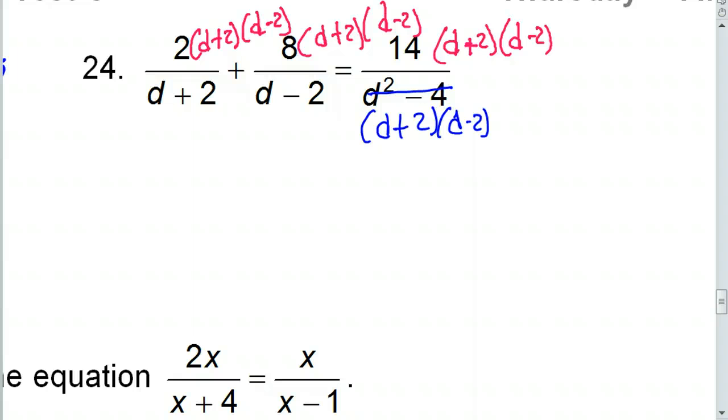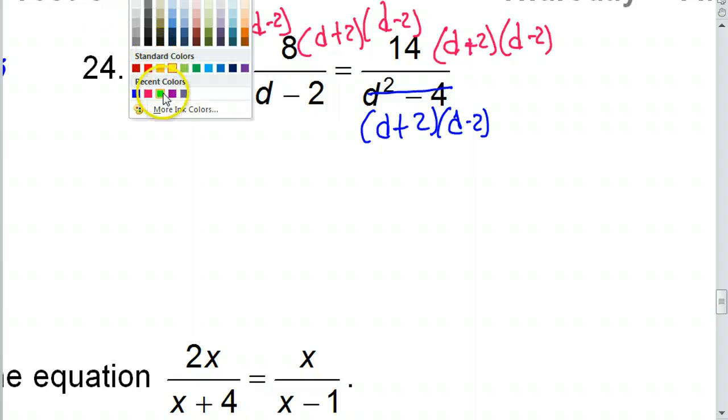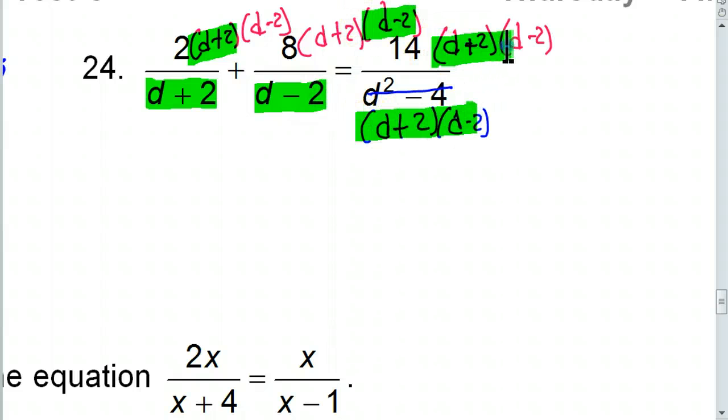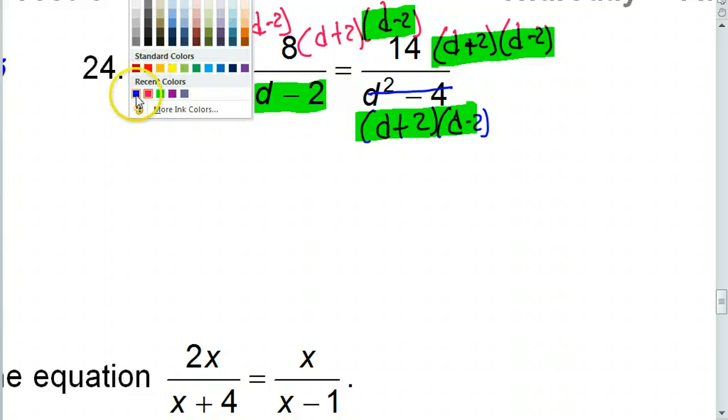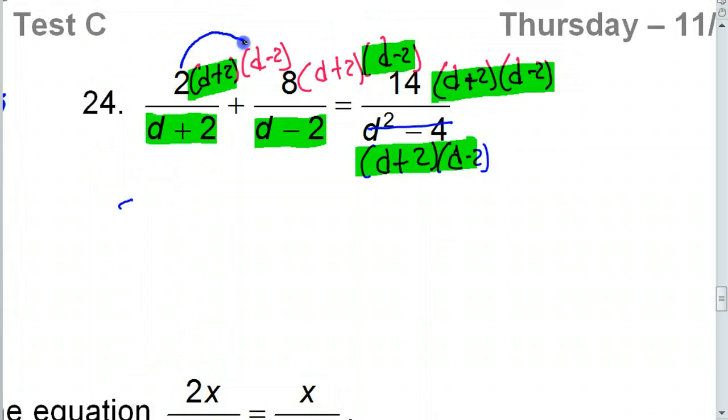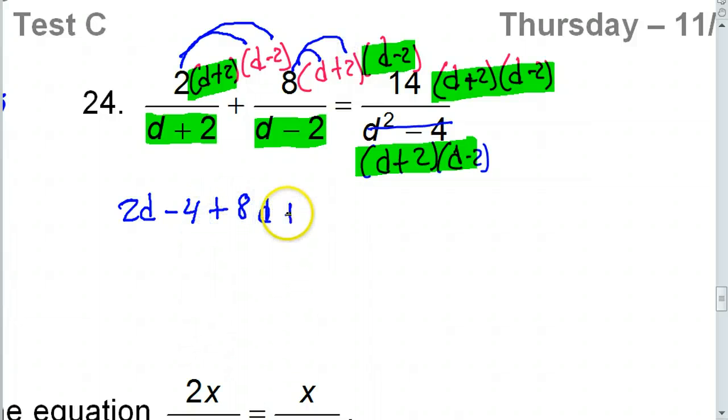Okay. So I am going to cancel things out now. Anything I highlight in green is canceling out. So the d plus 2 cancels out. The d minus 2 cancels out. This whole denominator cancels out. So that's going to leave me with 2. Oh, let's go ahead and distribute this. So this 2 is going to distribute. So this will be 2d minus 4. And then might as well distribute this 8. So that'll be plus 8d plus 16. And that equals 14.